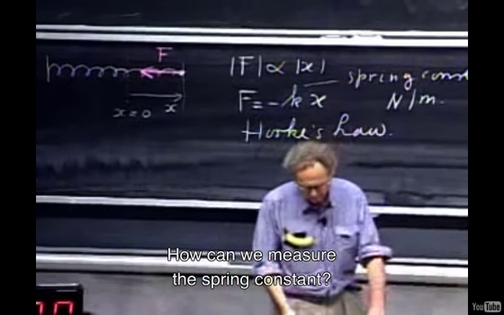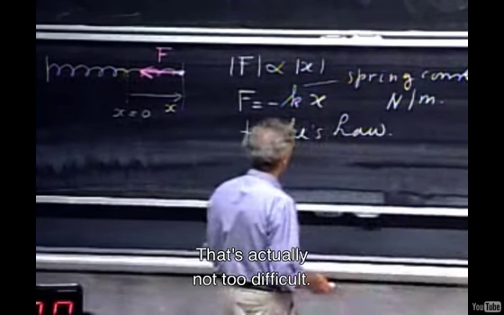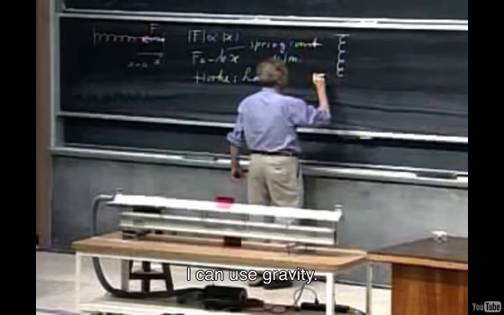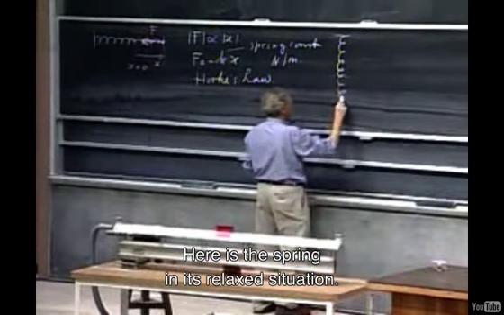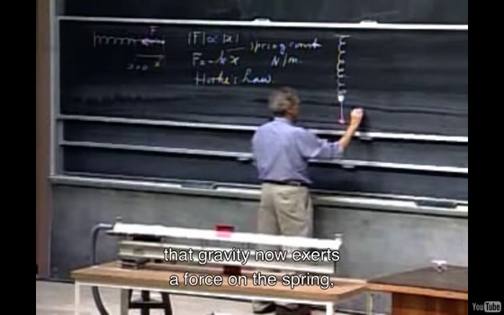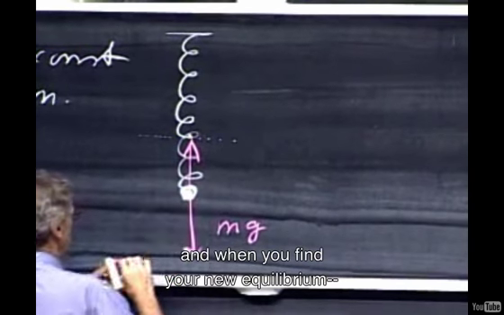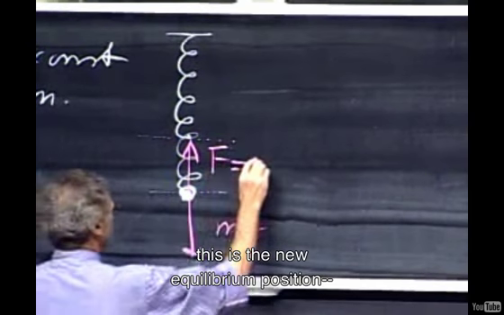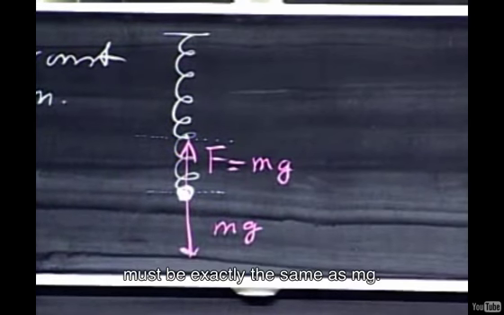How can we measure the spring constant? That's actually not too difficult. I can use gravity. Here is the spring in its relaxed situation. I hang on the spring a mass m, and I make use of the fact that gravity now exerts a force on the spring, and when you have the new equilibrium position, the spring force, of course, must be exactly the same as mg. No acceleration when the thing is at rest.